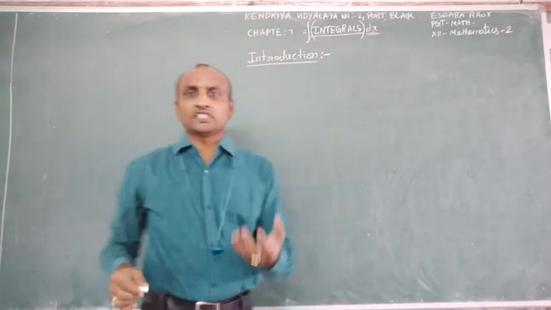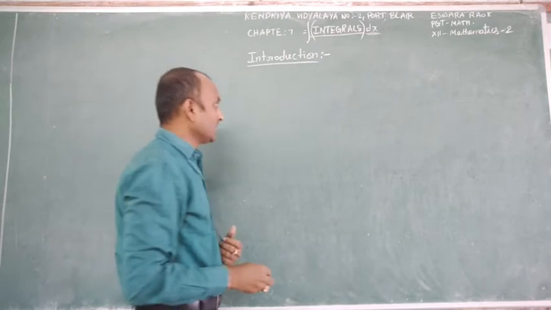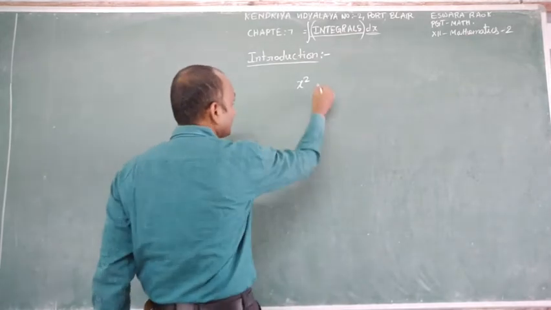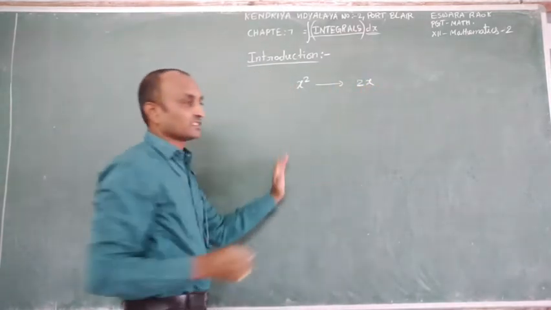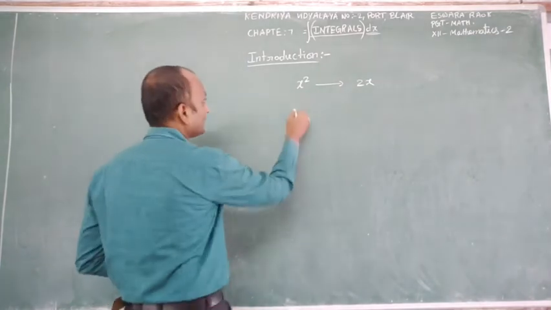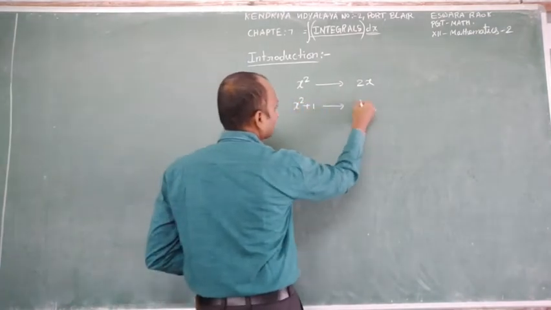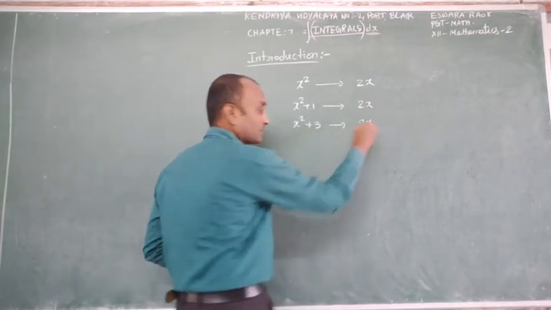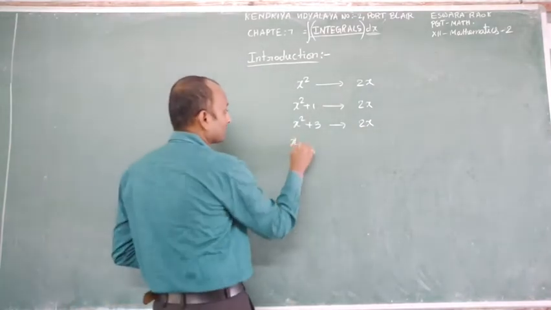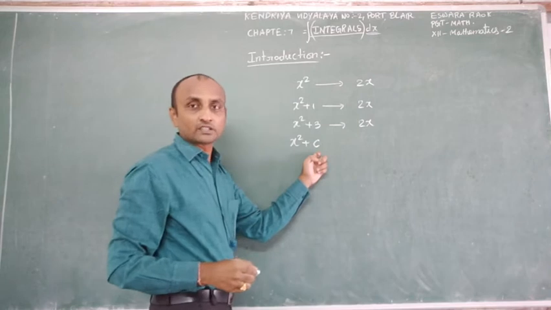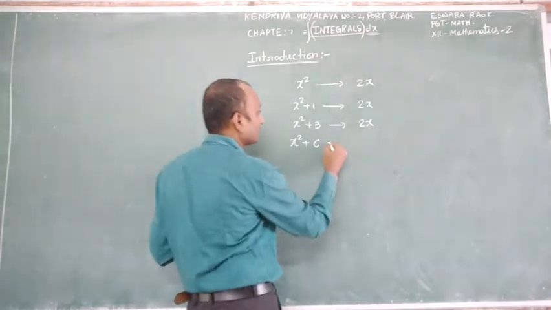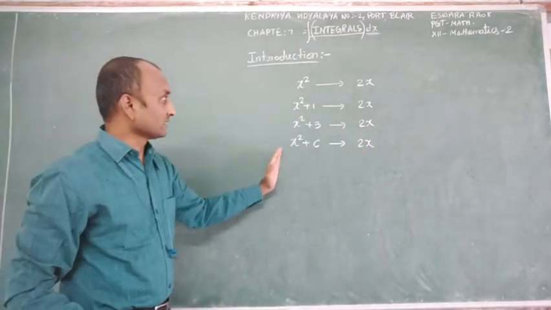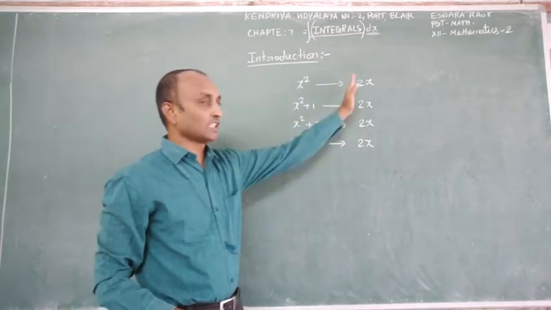Now I am taking a function and differentiating. Please tell me, what is the derivative of x square? As you know, the derivative of x square is 2x. I will write some functions and their derivatives. The derivative of x square plus 1 is 2x. The derivative of x square plus 3 is also 2x. The derivative of x square plus c, where c is a real constant, is also 2x. Do you find a pattern here? For all these functions, the same derivative exists.